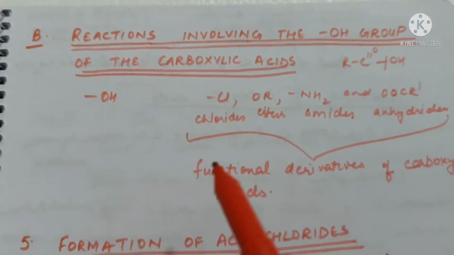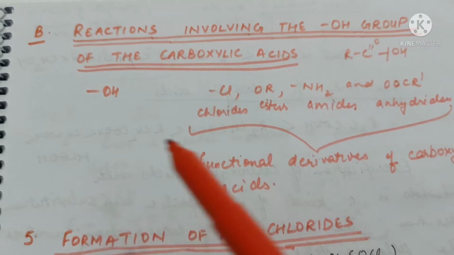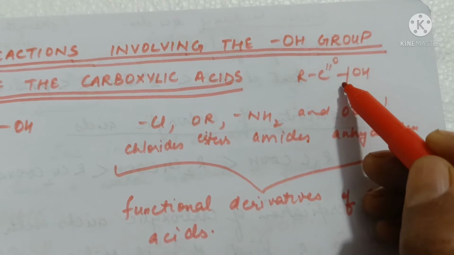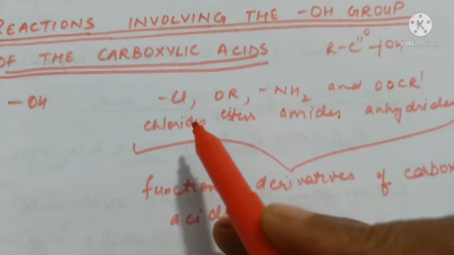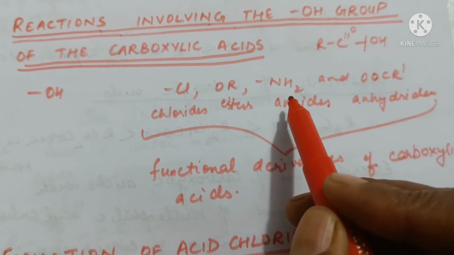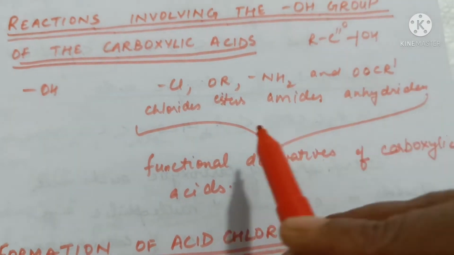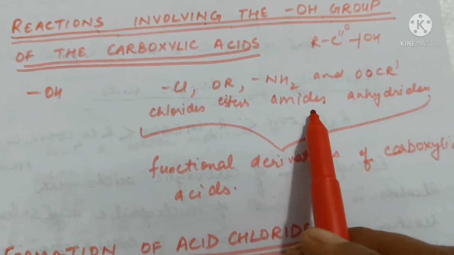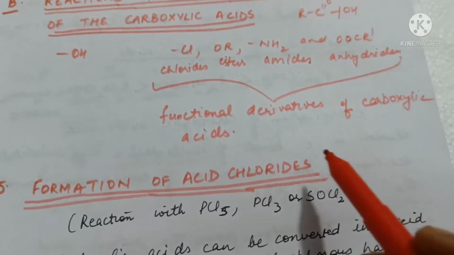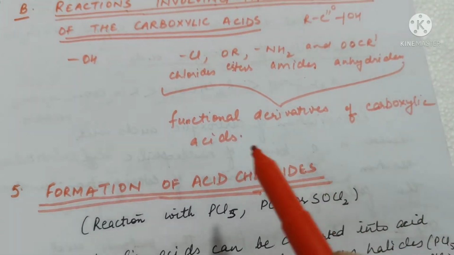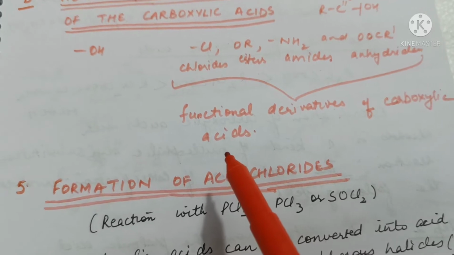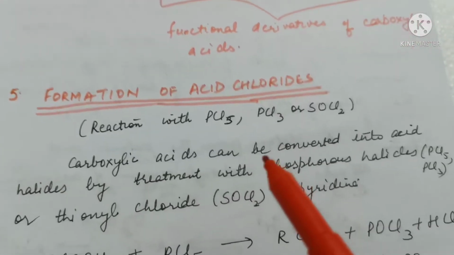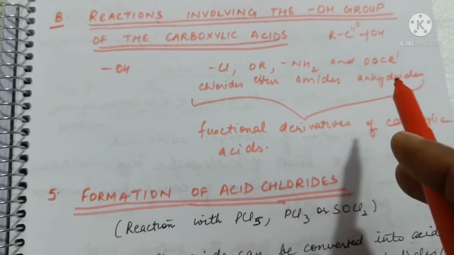Reactions involving the OH group of the carboxylic acid. This is category B. So in RCOOH, the bond breaks from this end. OH is replaced with groups like Cl, OR, NH2 and RCOO-. So the compounds that will be formed will be chlorides, esters, amides or anhydrides. These are functional derivatives of carboxylic acid. When carboxylic acid is used to form these compounds, these are derivatives of carboxylic acids. So let us form these compounds one by one.